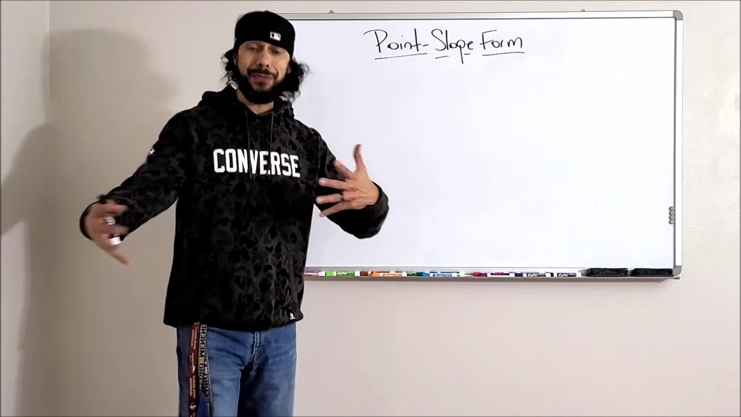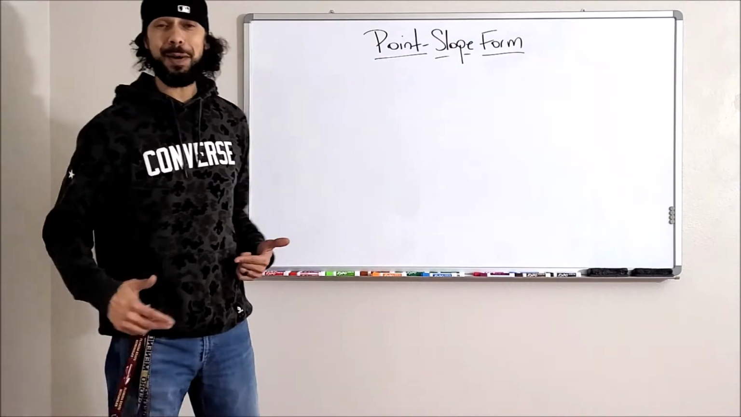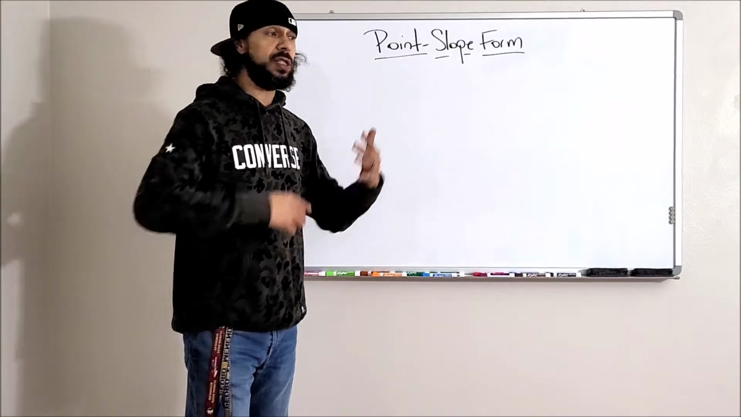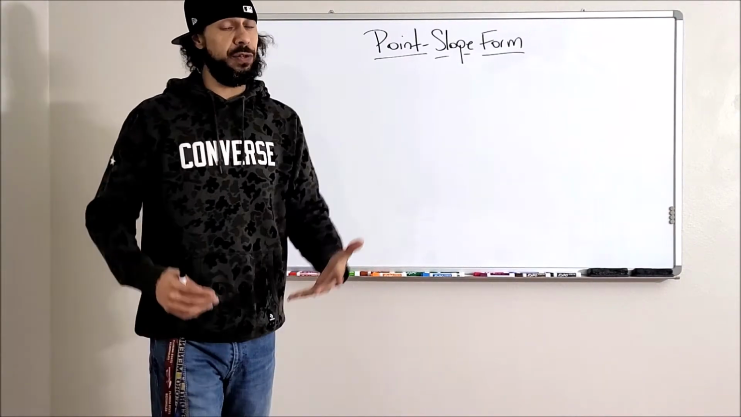Back to Herb's class in 5-minute math. Here today we're talking about point-slope form. So point-slope form is just another way to write an equation for a line.